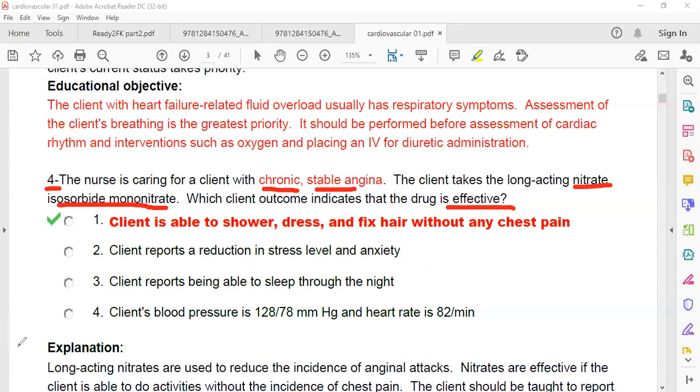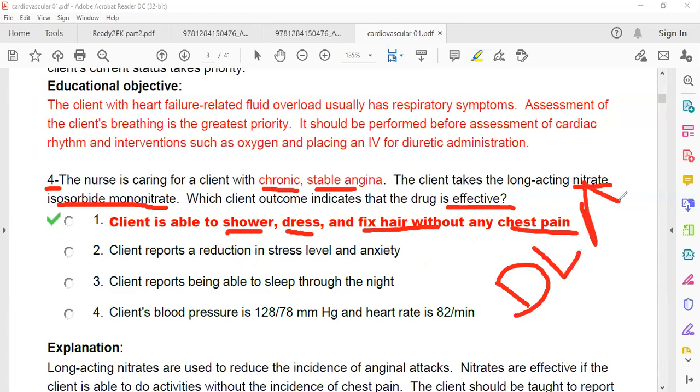The client is able to take a shower, or is able to get dressed and fix their hair without any chest pain. So, daily living activities, right? If my patient can do the daily living activities, it indicates nitroglycerin is working.